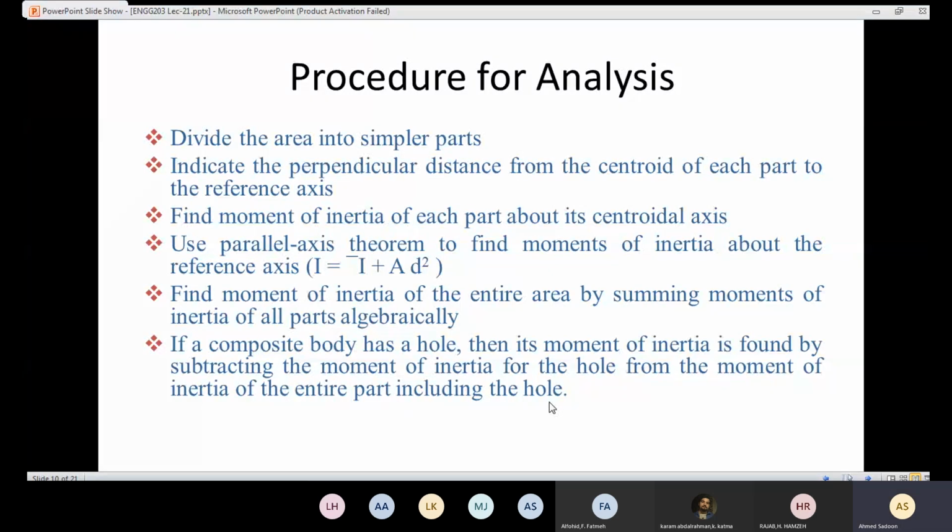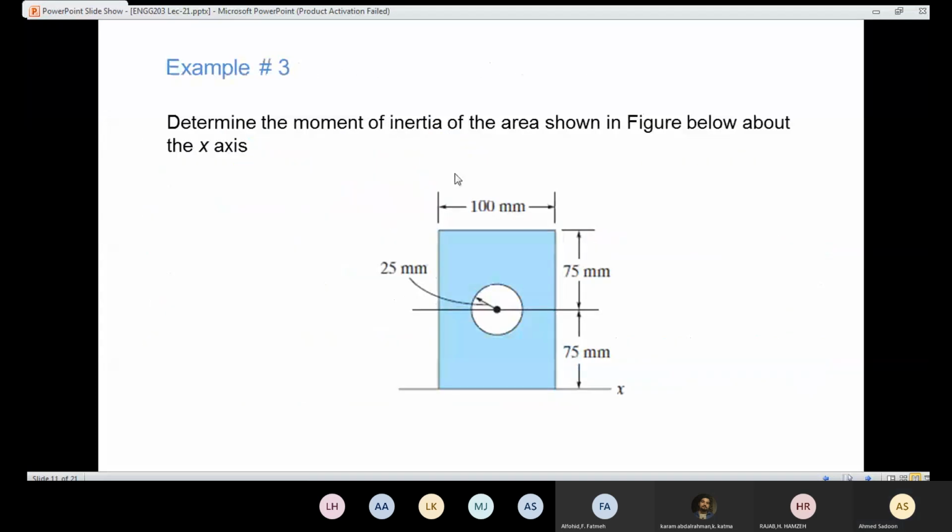So let's see an example where we can apply those steps. Here we have example 3. We need to determine the moment of inertia for the area shown here. It consists of a rectangle, and here we have a hole. This one here is a circular hole. And we need to determine the moment of inertia about that reference axis.